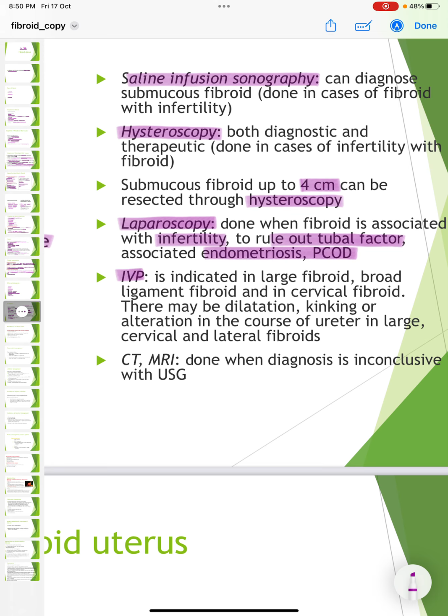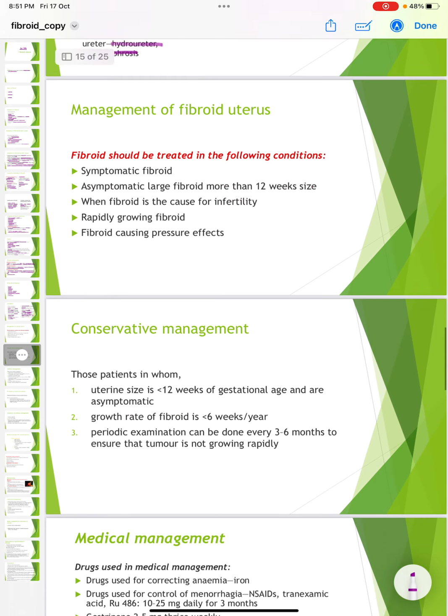And intravenous pyelogram for large fibroid, broad ligament fibroid and in cervical fibroid. So there may be dilatation, kinking or alteration in the course of the ureter in large cervical and lateral fibroid. CT and MRI when the diagnosis is inconclusive.